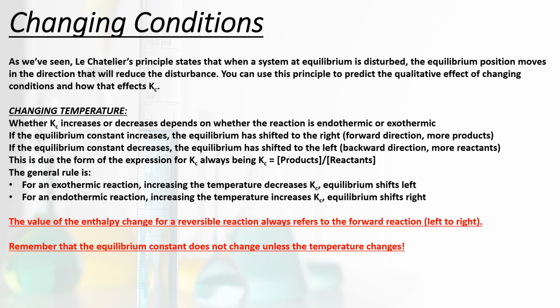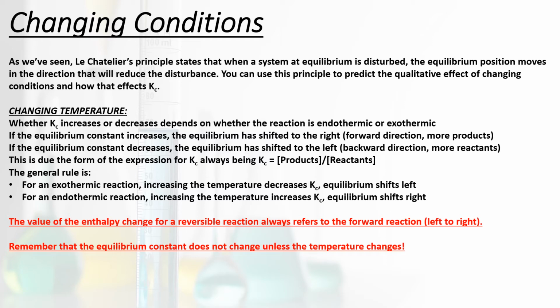And so the general rule is that if we have an exothermic reaction, one that releases heat in the forward direction, if we increase the temperature, this will decrease Kc and our equilibrium shifts to the left. A way to think about this is that if I have an exothermic reaction and I increase the temperature, the equilibrium, from Le Chatelier's principle, is going to want to move in the direction that opposes that change. If we're increasing the temperature, it's going to move in the direction of reducing the temperature, i.e. taking heat in, and that's the endothermic reaction.